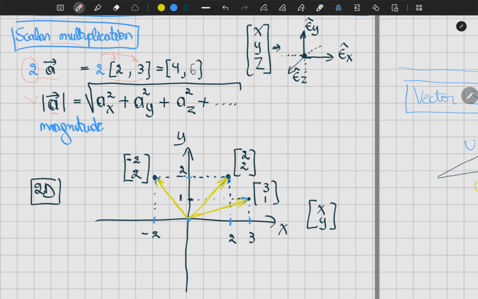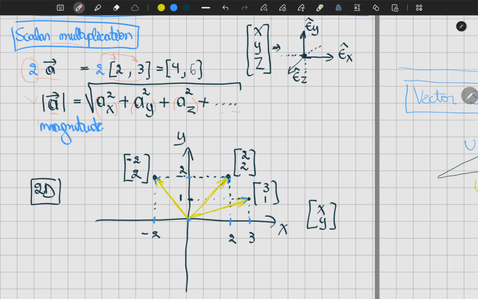The resultant is inside, and this is how you get the magnitude. Okay, ax squared, ay squared. So this is how you get your magnitude all the way down.